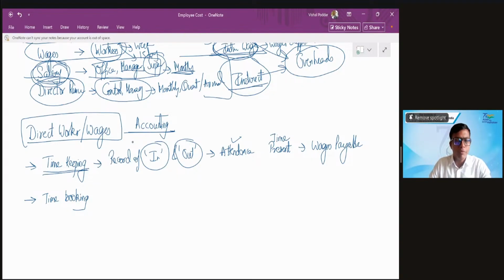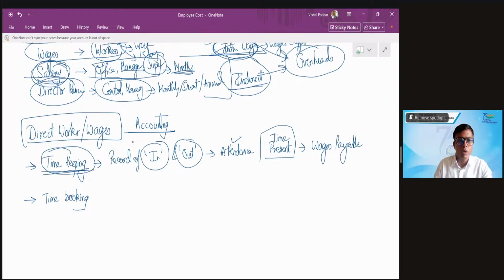Because generally we are paying workers wages on the basis of the time for which they are present in the company. And this is done by the mechanism called timekeeping. So we have given them, let us say, a slot of 8 hours, which is generally one shift. But whether they are present for 8 hours or not, if somebody has left early, if somebody has come late, or if somebody is absent, that would be recorded by timekeeping methods.